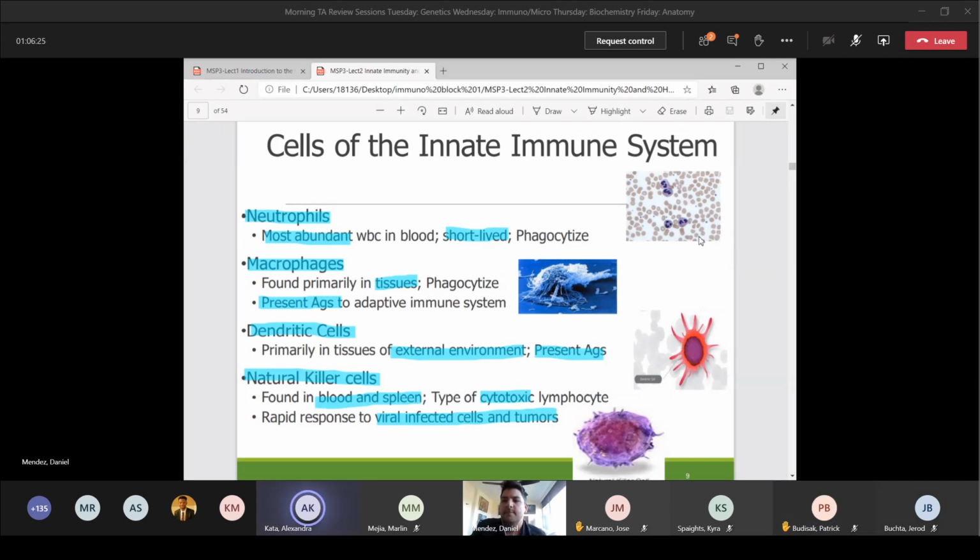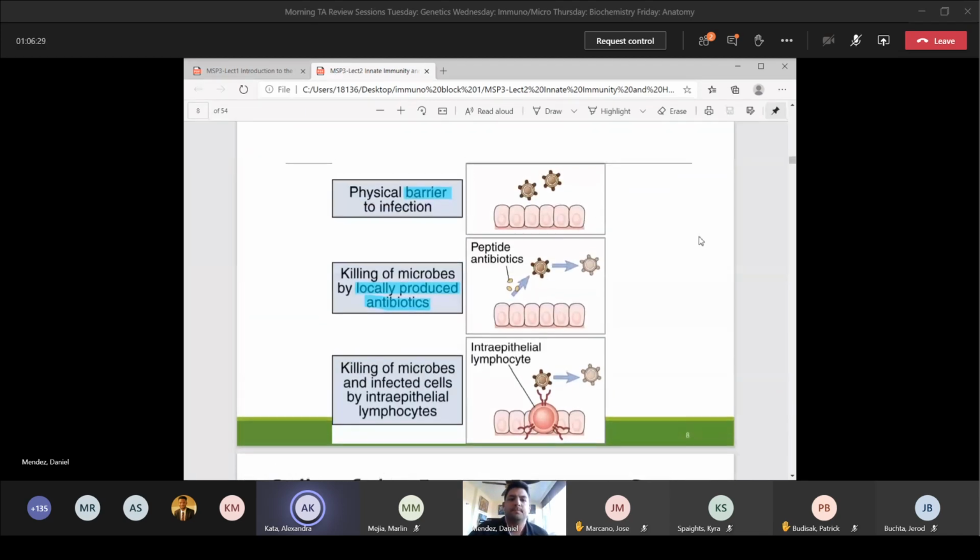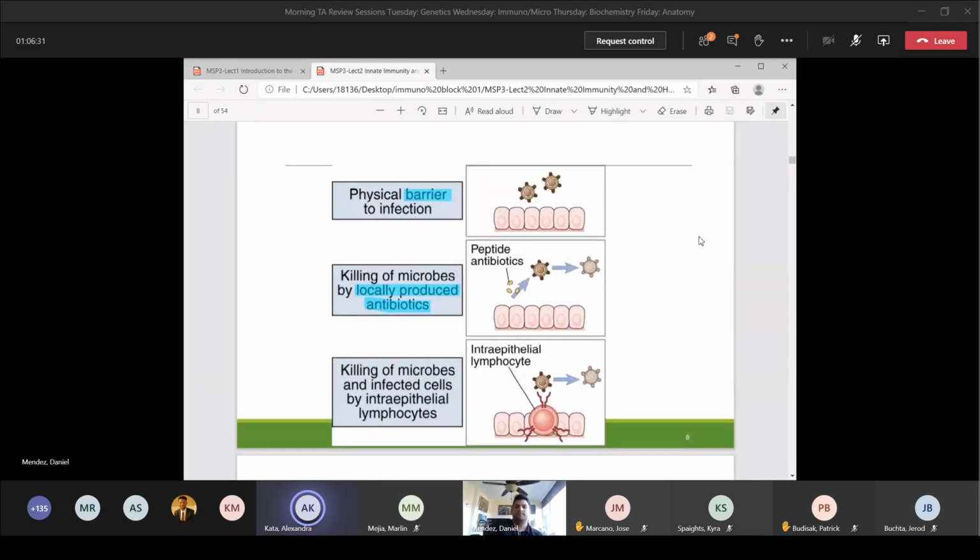And can I ask a quick question about the last slide that you were on? Sure. Because you had said the intraepithelial lymphocytes. So I just wanted to clarify. The lymphocytes are the B cells and the T cells, as we said before. So would you consider them part of the innate immunity then, or part of the adaptive? They would be adaptive. So in the picture specifically, that would be a B cell.